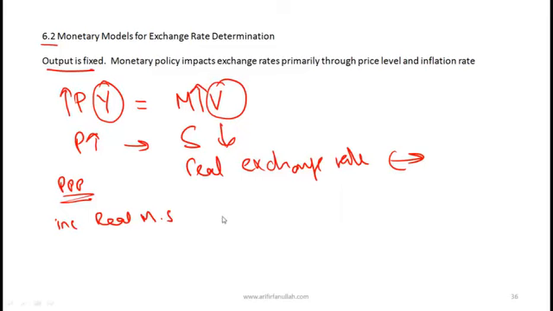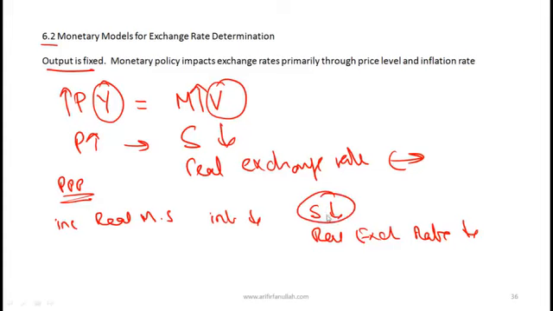An increase in the real money supply will cause interest rates to come down. When interest rates come down, both the nominal exchange rate and the real exchange rate come down in the short run. In the long run, this model matches with what we talked about earlier, where the exchange rate will converge to the level predicted by purchasing power parity, and the real exchange rate will converge to the equilibrium level.